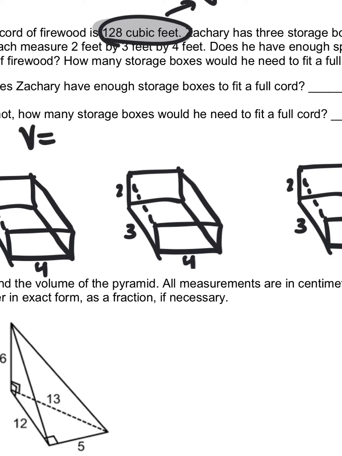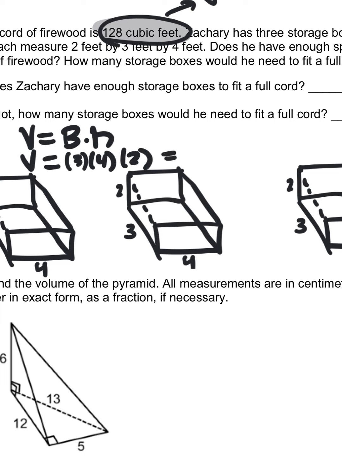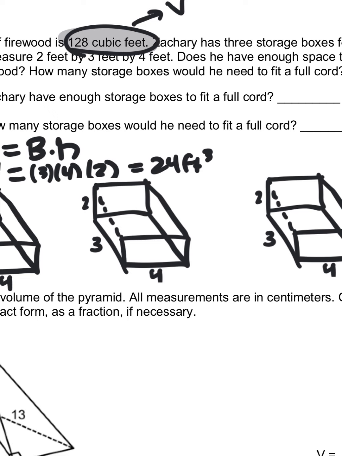So the volume is equal to the area of the base times the lateral height. In this case, my base is 3 by 4 and my height is 2. So the volume of one of these boxes is going to be 24 cubic feet. Okay, so if we only had one of these boxes, of course 128 wouldn't fit in, but we have 3 of them. So I'm going to multiply 24 by 3, which gives me 72 cubic feet of storage.